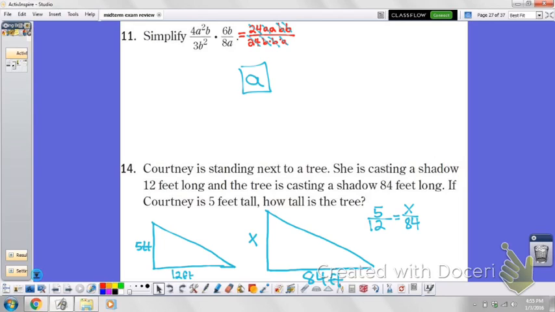So now we just need to cross multiply to solve. I'm going to take 5 times 84, and 12 times x, so I have 12x equals 420. Divide both sides by 12. And I get x equals 35 feet. So the tree is 35 feet tall.